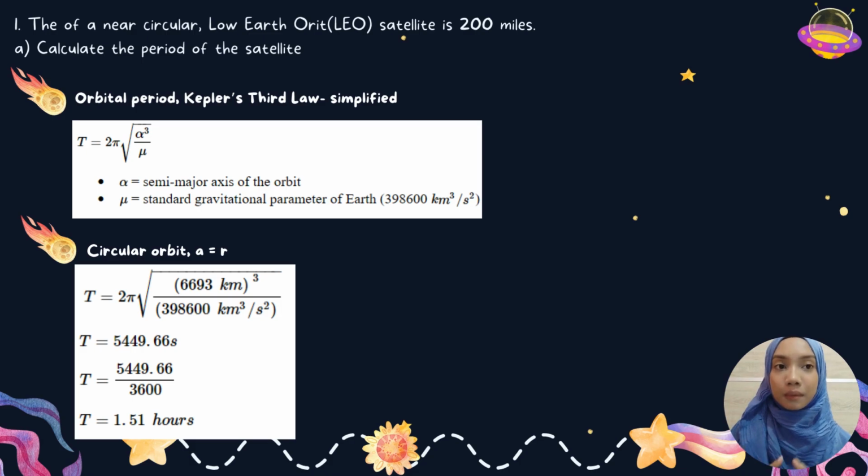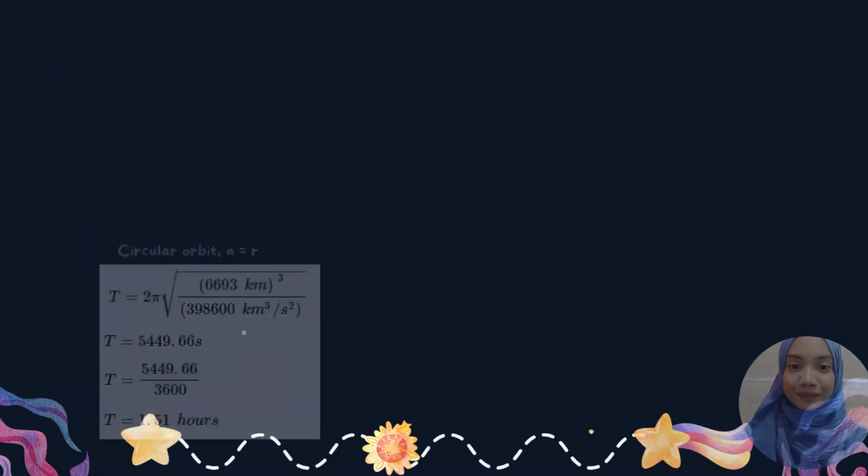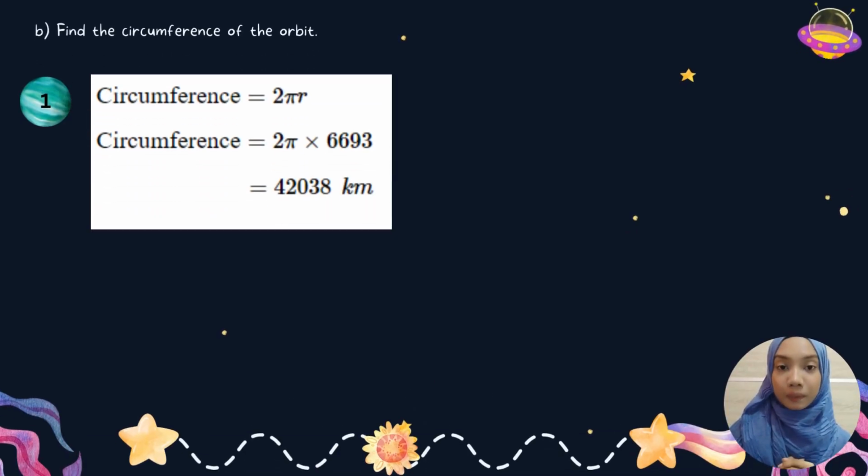Here, a is the semi-major axis of the orbit, while mu is the standard gravitational parameter of the Earth. By filling in all the values into the formula, we get the period of the satellite as 1.51 hours. After that, we will solve question 1b, which is to find the circumference of the orbit. For the circumference, we need to remember the formula, 2 pi r. So we fill in the value of r that we already got in 1a, 6693, and we get the circumference of the orbit as 42038 km.